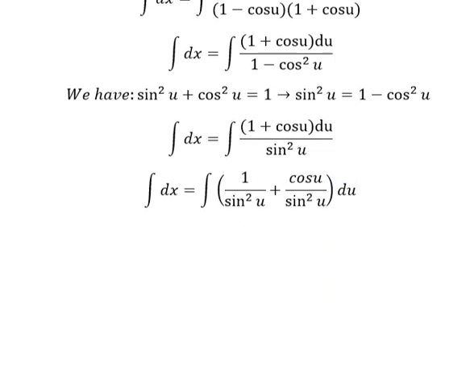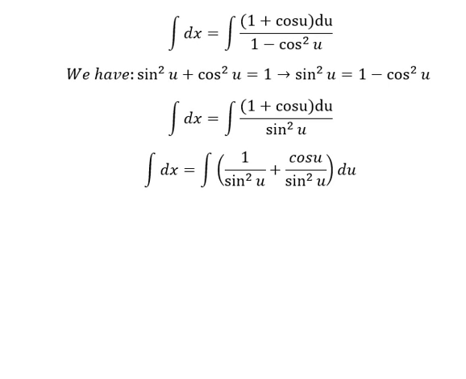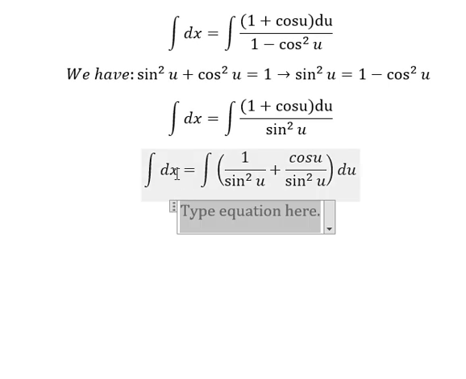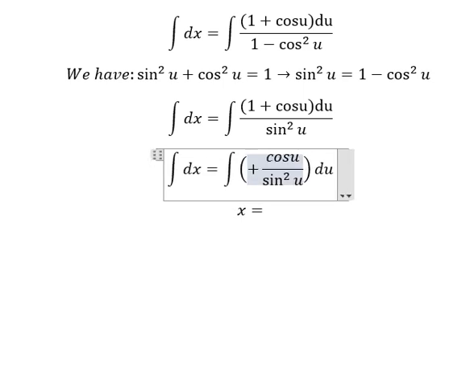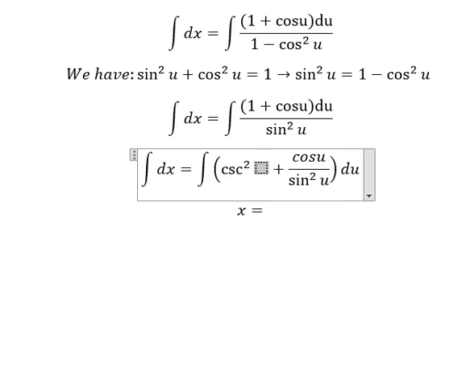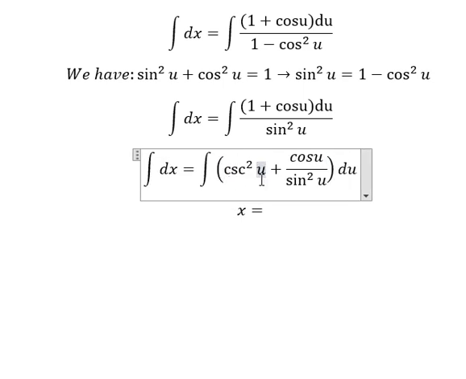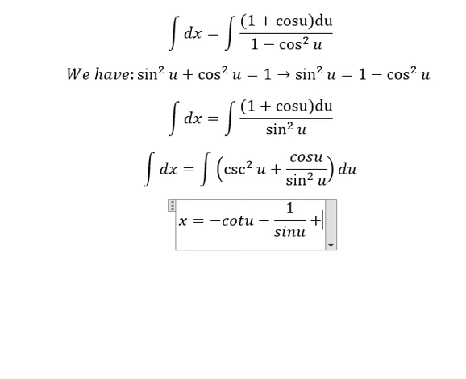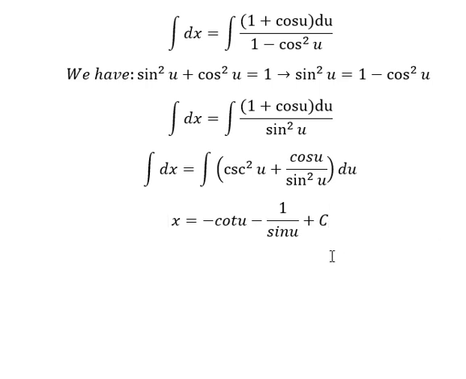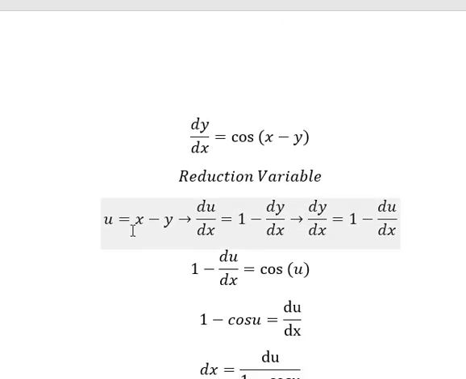And now we have the final answer. The integral of dx, we have x. This one is cosecant of u squared. The integral of this one, we have negative cotangent u. The integral of this one, we have negative 1 over sine u. And I will put plus c. About u, that is this one.